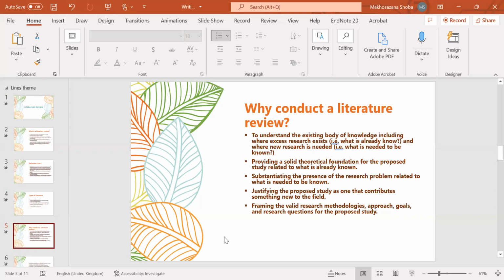Another reason why we conduct a literature review is to substantiate the presence of the research problem related to what is needed to be known.